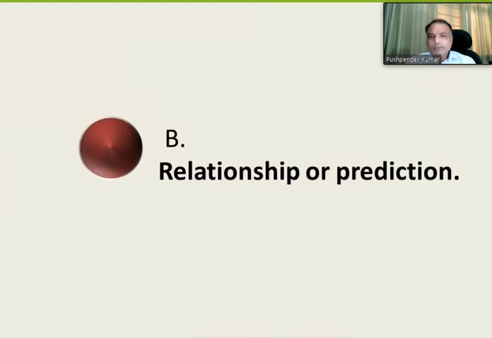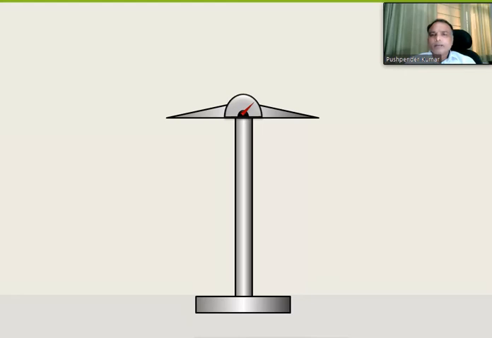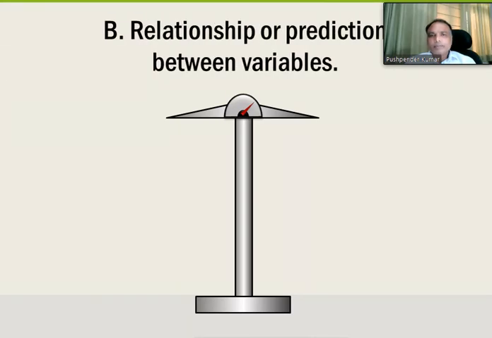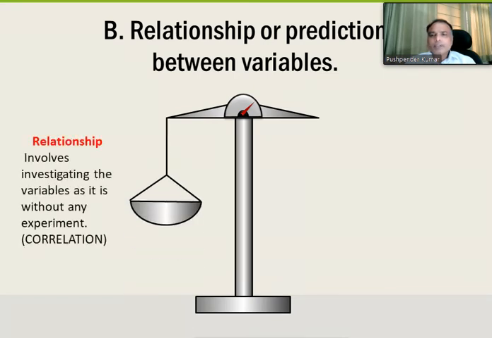As we mentioned, we'll talk about a relationship or prediction. Here you see the relationship or prediction between variables. So first, when you think of relationship, it involves investigating the variable as it is without any experiment. Here you're not going to make any experiment. You want to see a relationship, correlation between two variables. So it's a kind of relationship, no intervention, no experiment you are doing.